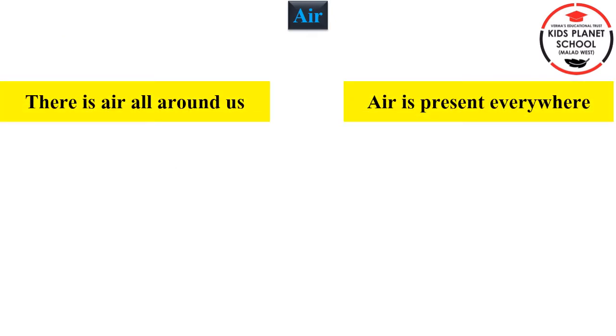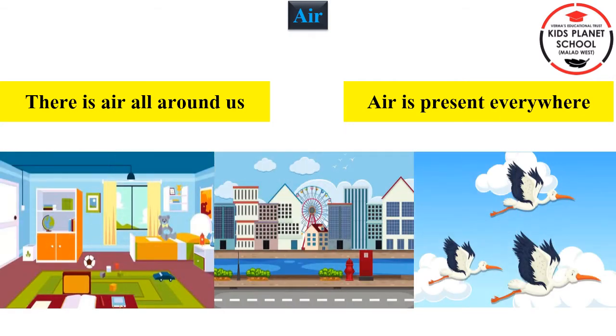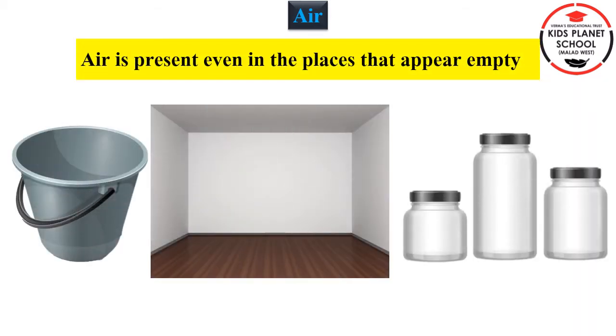There is air all around us. Air is present everywhere. In our house, on the streets, in the sky, everywhere. Air is present even in the places that appear empty. Children, things and places which do not have anything in them have air. They look empty to us, but air is present in them.